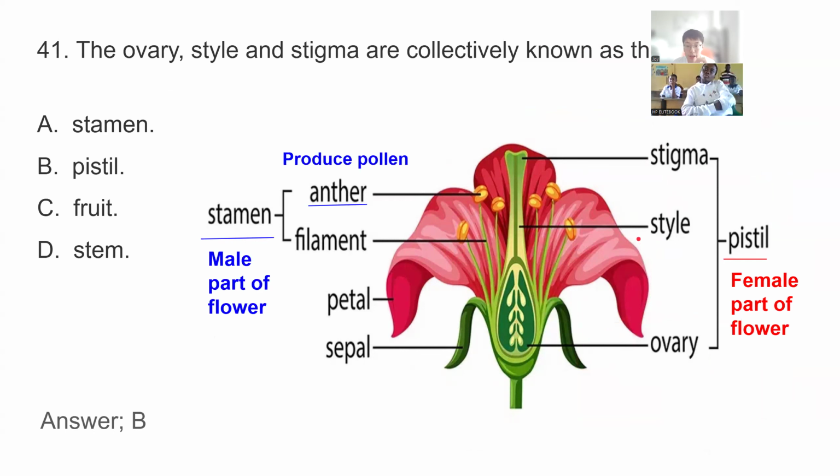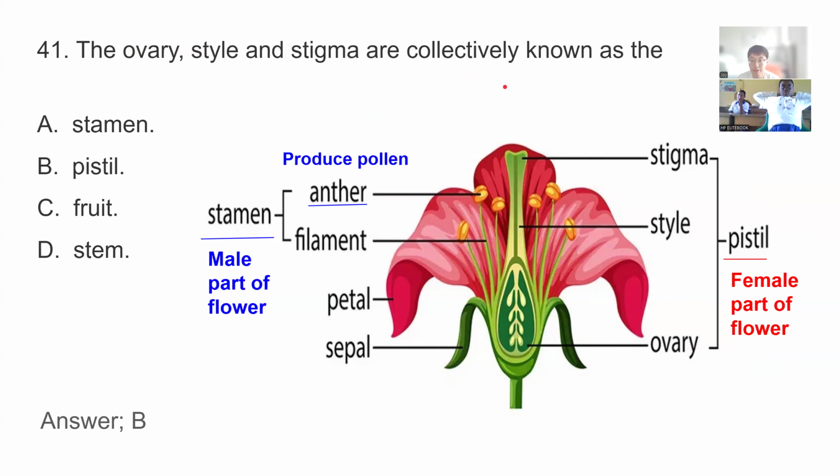And we are moving on to the last topic of biology, which is plant anatomy. So the ovary, style, and stigma are collectively known as, is it the stamen? Is it the pistil? Is it the fruit? Or is it the stem? So the answer I put here is B. It is the pistil. So all of these include stigma, style, and the ovary.